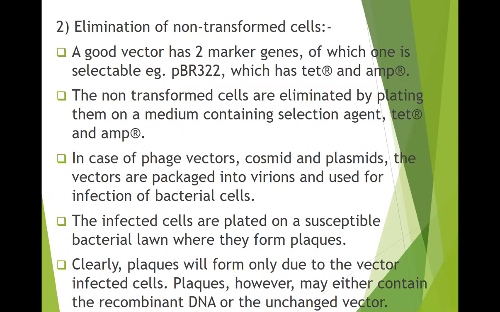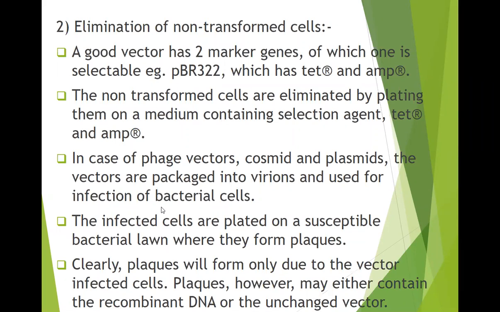So the non-transformed cells in the transformation reaction mixture can be eliminated by plating them on a medium containing the selection agent. Here the selection agent could be either tetracycline or ampicillin. That is in the case of the plasmid vectors.